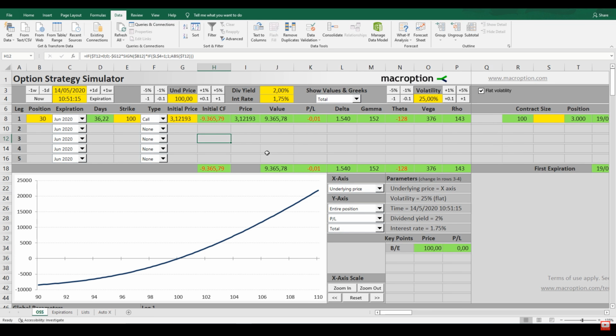You need the elegant mathematics of derivatives in order to profit regardless of price direction. And that's what I'm going to show you in this video.